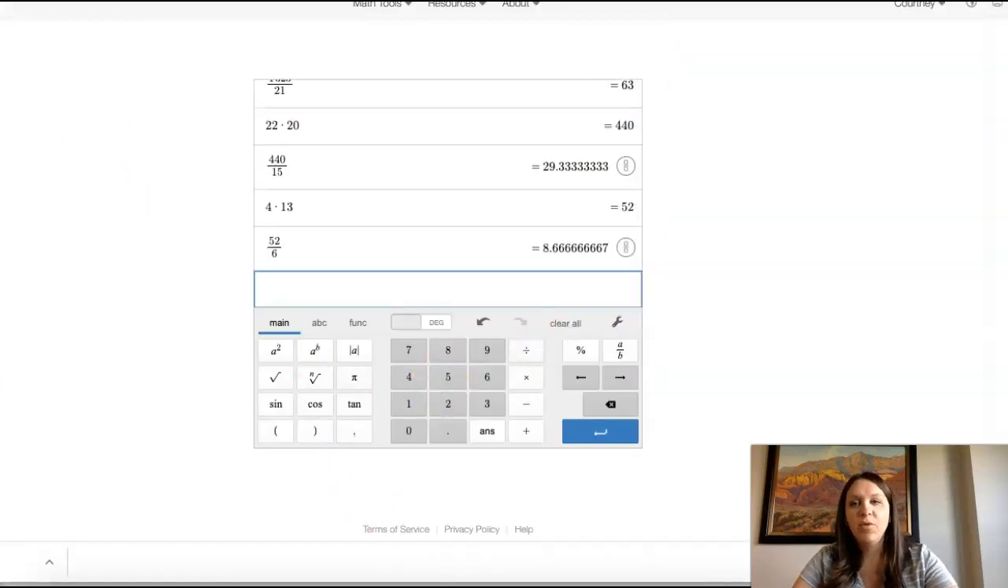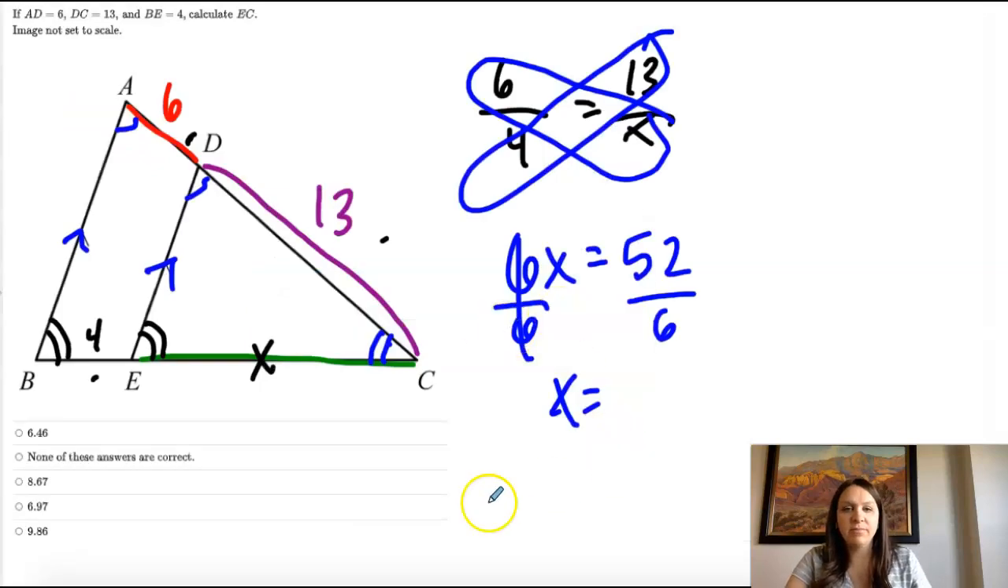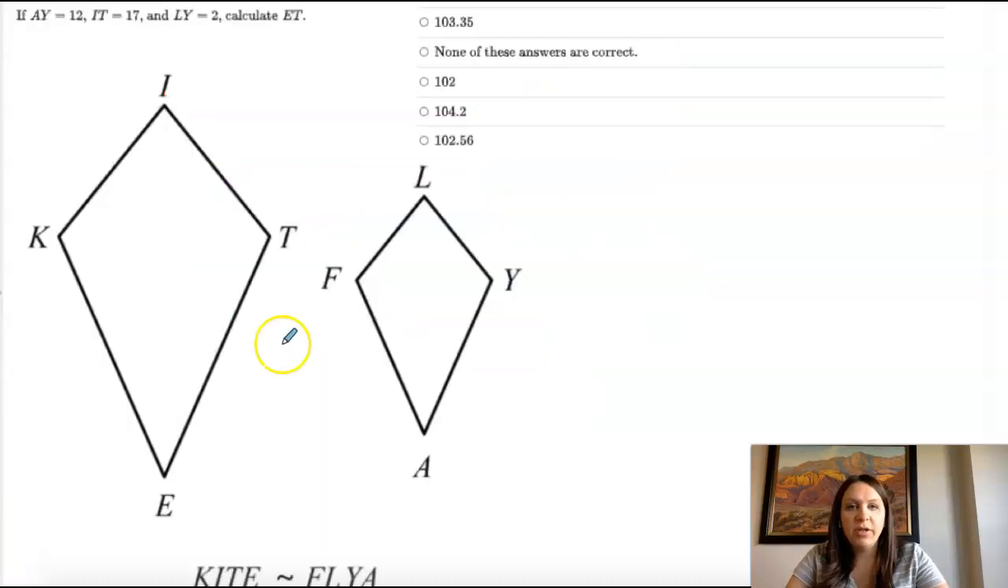And I'm going to get 8.67. So this one. Okay. A couple more here.